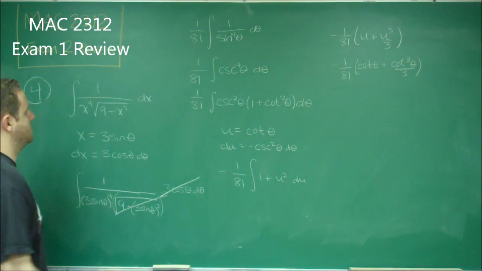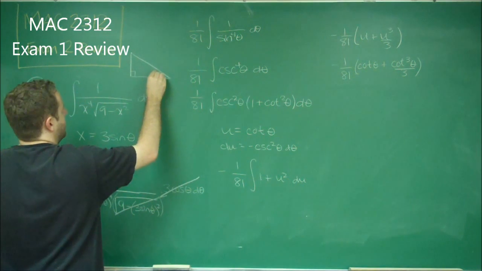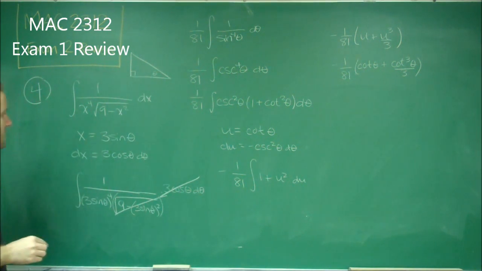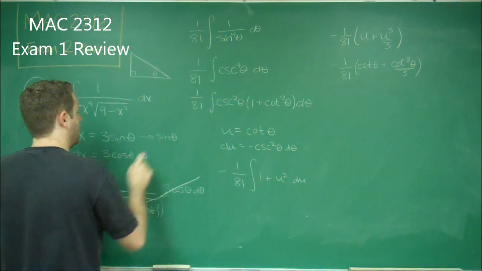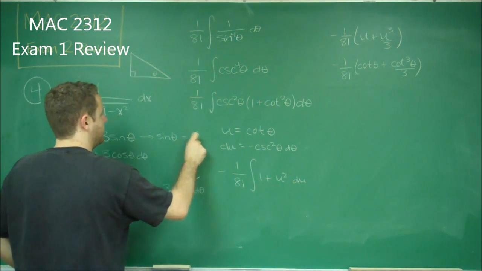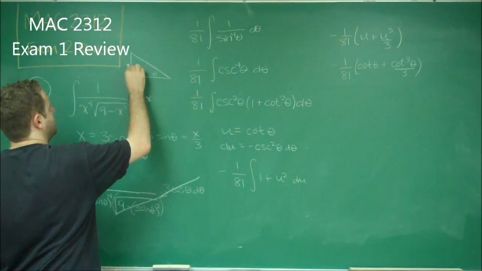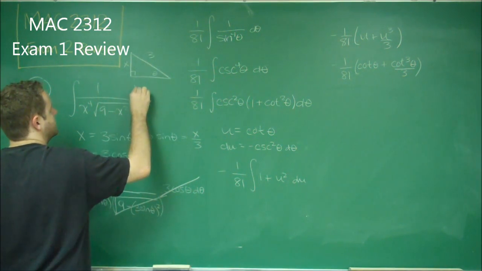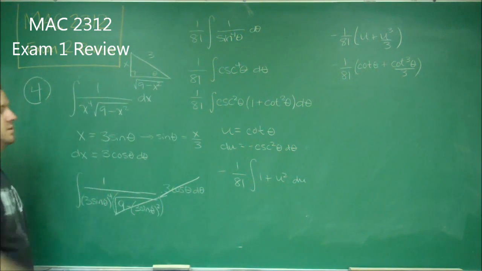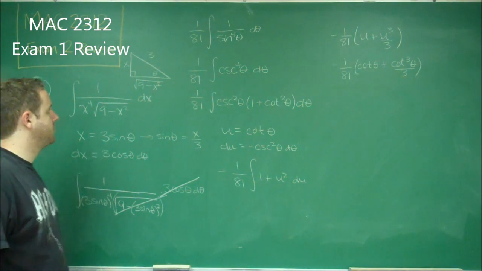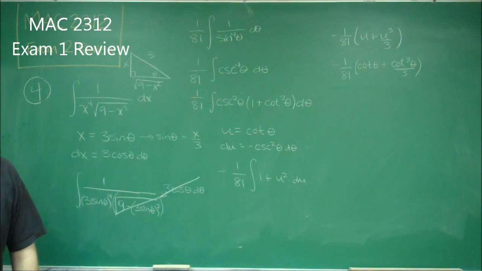So let's draw the triangle for what we have. Angle theta. This tells us right here that sine theta is x over 3. So remember that sine is opposite over hypotenuse, so we have x and 3, which means this is square root of 9 minus x squared. Remember, it always ends up being the part you had in your integral. So we're set up with our triangle. Now we can get all of those things that we need.